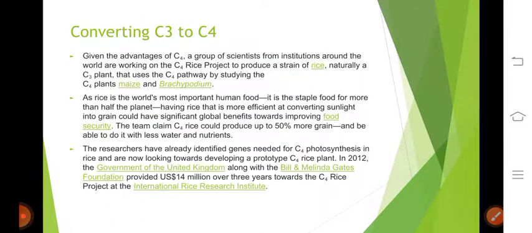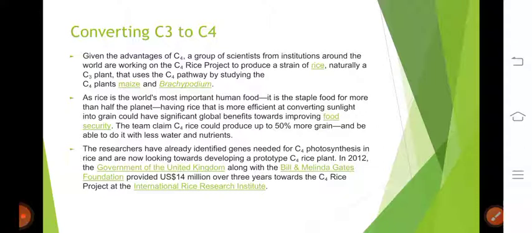Now there is one particular research going on, converting C3 plants into C4 plants by a group of scientists, because the C4 plants are showing more efficient carbon dioxide fixation and glucose formation, because it is showing both the C3 and C4 cycles. So this rice project is being done because rice is the common and important food for human beings in the world. So they are trying to convert the rice plant into a C4 plant.